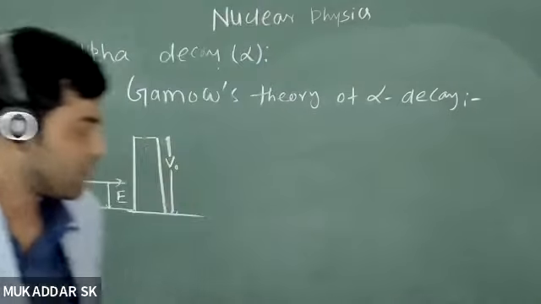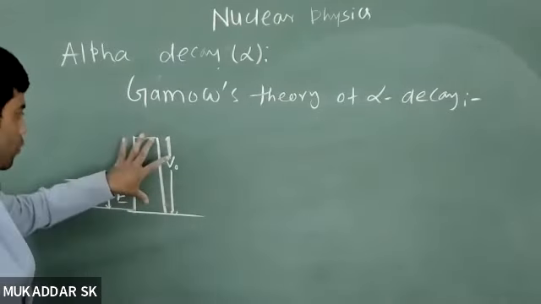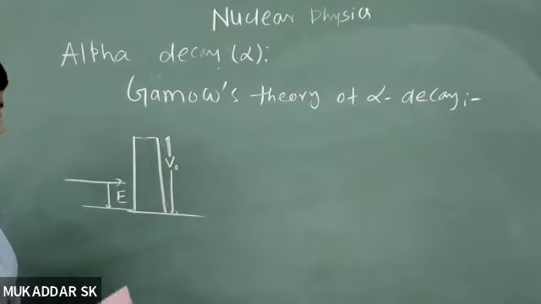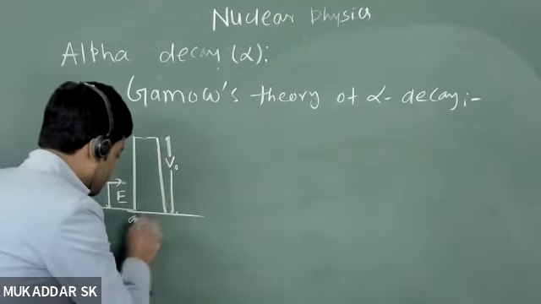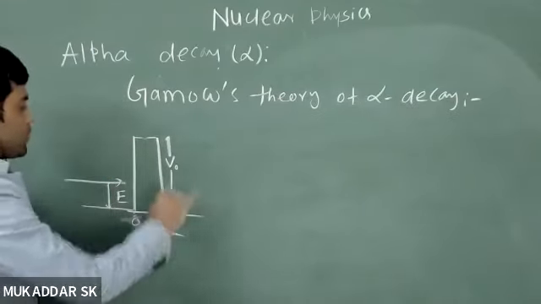Then later quantum mechanics came, and Gamow took the help of quantum mechanics, that is, tunneling of particles or quantum tunneling. According to quantum mechanics, if a particle has less energy than the barrier height, and suppose the width of this barrier is from 0 to a, then there is a probability that this particle can tunnel through this barrier.